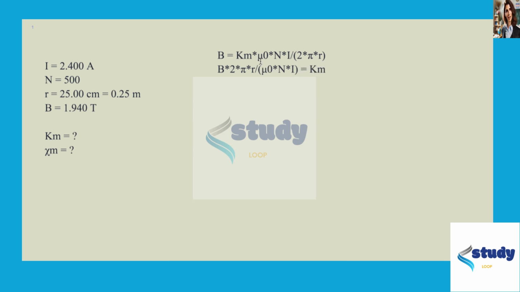So all we have to do now is just plug in all our values. We have B, 1.94, we have r is 0.25, mu naught is a constant, and N and I are also both given. So when we plug this all in, we should solve and get Km is equal to 2021. So now that's the answer to part A.